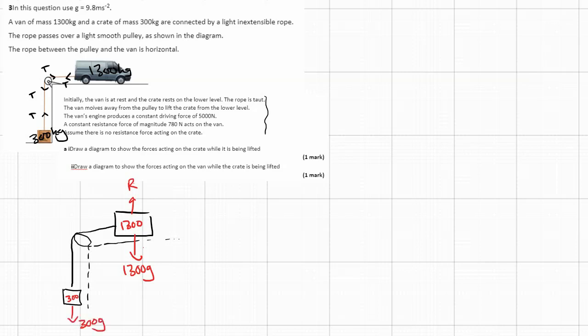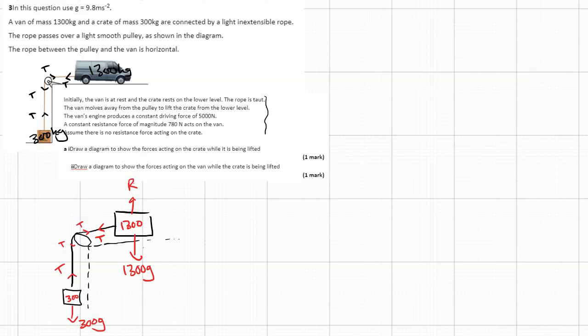We're going to have that acting on here, and we're not going to be having a reaction force because it's not kind of resting on a ground. It's been held up by this rope. We're also going to have tension on this rope, and we're going to have tension on this rope here. We're also going to have it there and there.